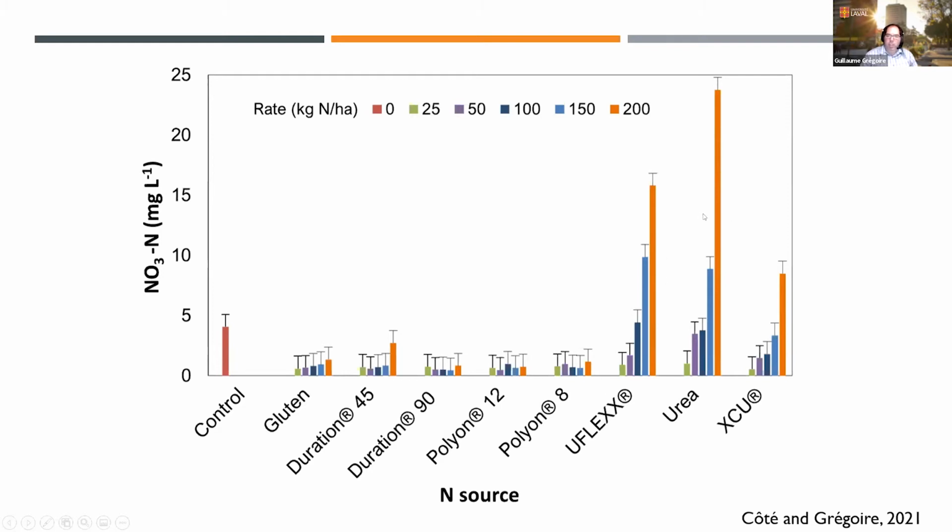And so these sources, basically Uflex and XCU, were not really efficient to reduce losses in nitrate compared to the other sources that we tried. They were a little better than straight up urea, especially at the high rate, but they didn't give us a lot of control over nitrate losses through leaching compared to the polymer coated and the natural fertilizer.